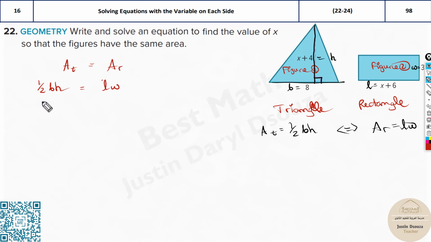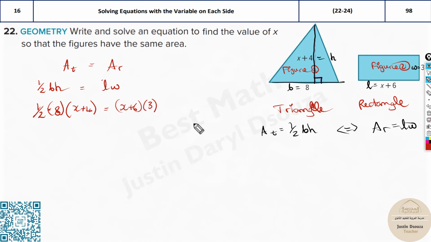And now we will just substitute the values. Half, what is base? Base is b, that is 8. Now it's easier if you write the brackets, okay? Or you can write it as multiple or dot, it's fine. You have to multiply all these. And what is height? x plus 4. That is equal to, what is the length here? x plus 6. And we have width of 3.